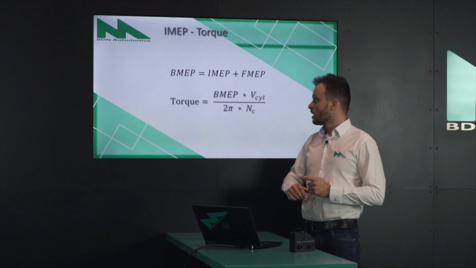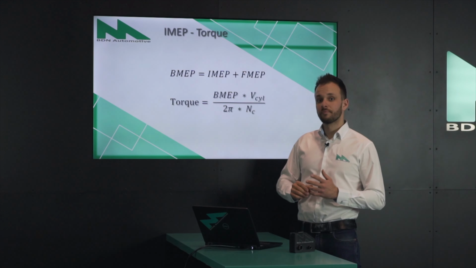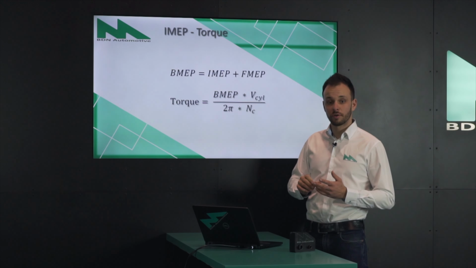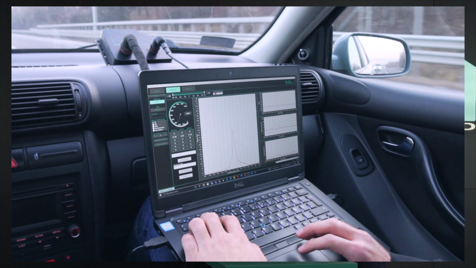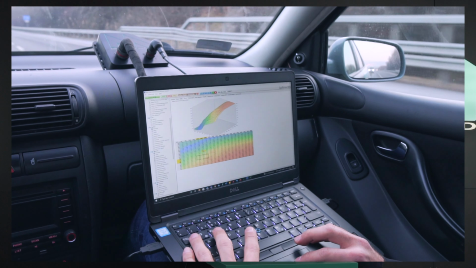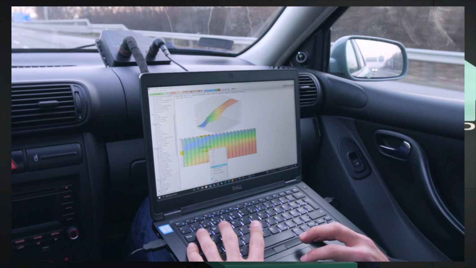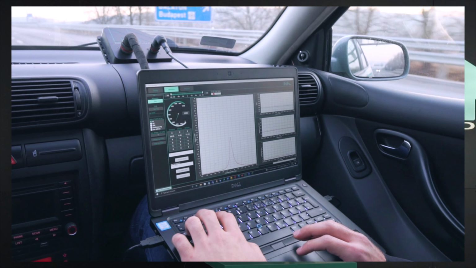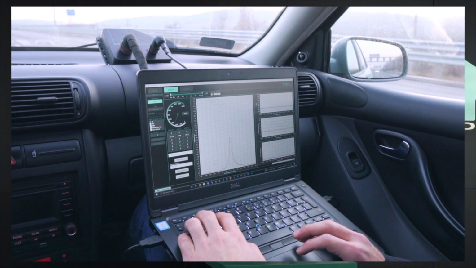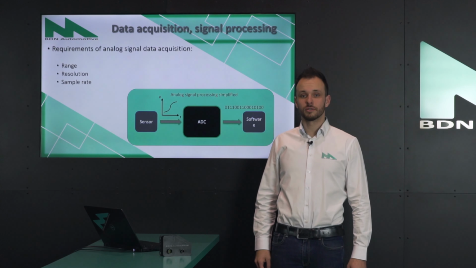So if you are, for example, running at a static set point with your engine on a dyno or on the street, the frictions are not going to change. If the engine's temperature is not changing too much, frictions are going to be pretty much the same. So if you measure an IMEP increase on the street, that means your torque is increased as well. Let's move on to the next topic, which is data acquisition and signal processing.